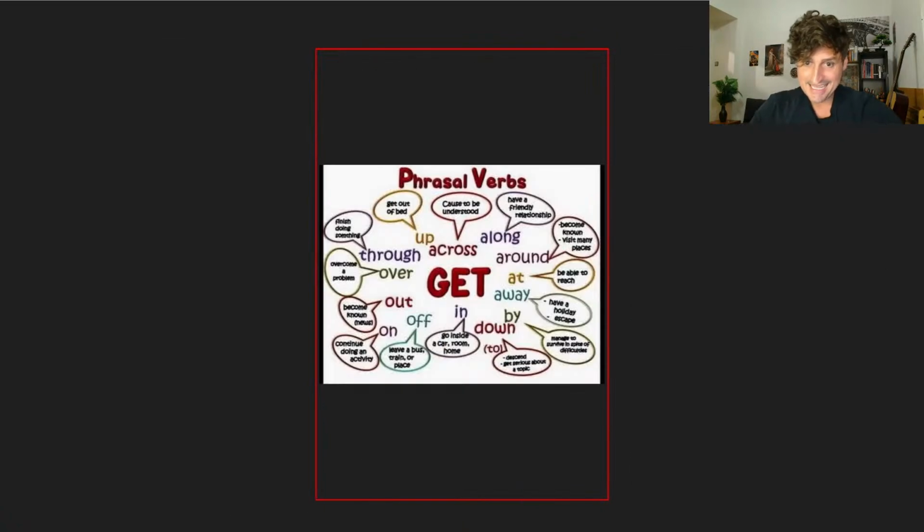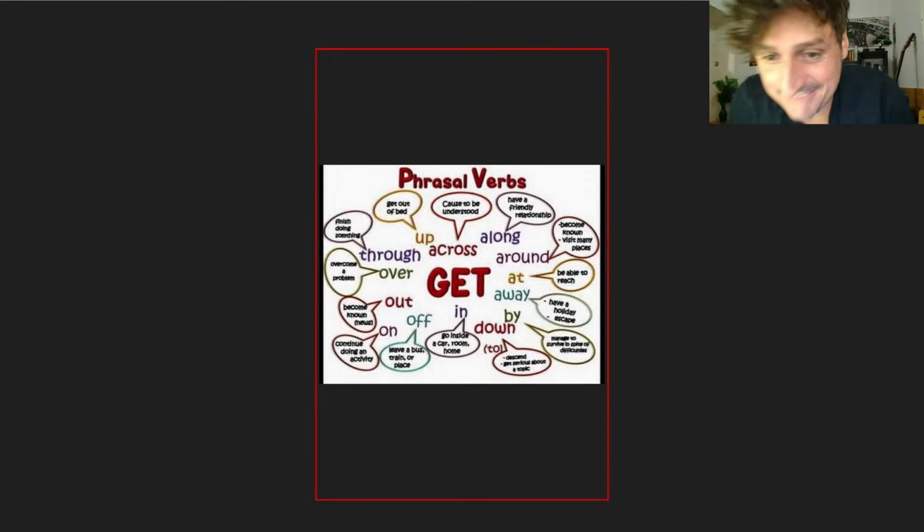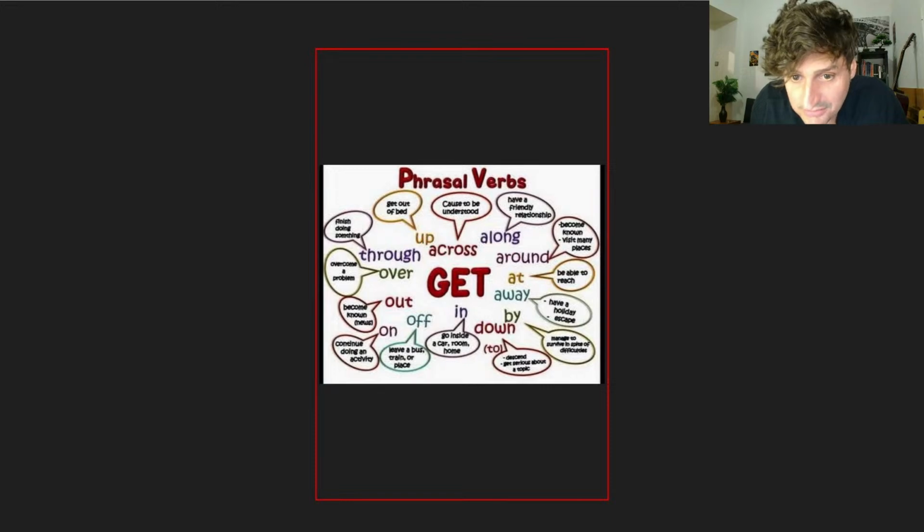So the famous verb get, it gets everyone. It gets everyone, meaning everyone gets confused. So here, I know it's very, very small. The important thing here is to see the word get and all the different combinations that you can create.